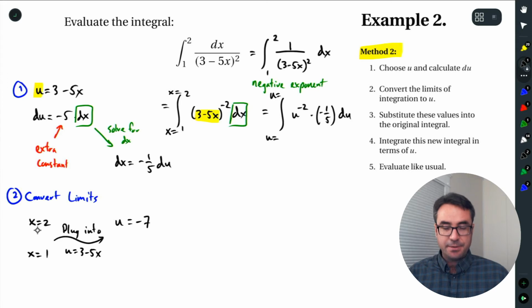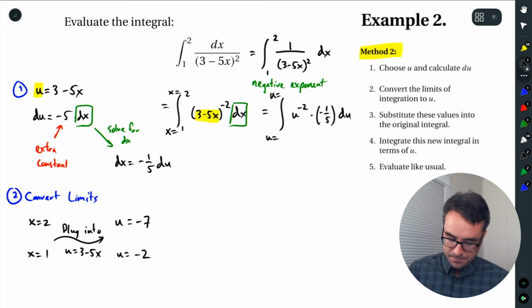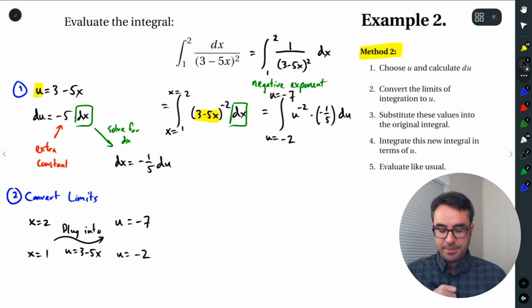So our top limit was originally 2. It's now going to be u equals negative 7. And then when we plug x equals 1 in, we get 3 minus 5. So our new lower limit is going to be negative 2. So we're going to switch those over as well. Our new upper limit is negative 7, and our new lower limit is negative 2.